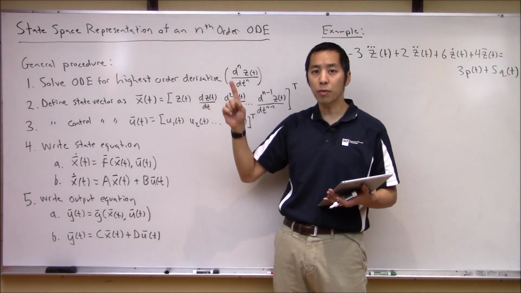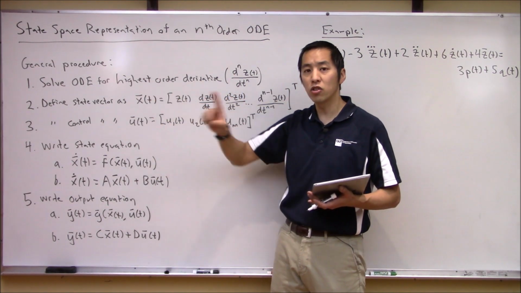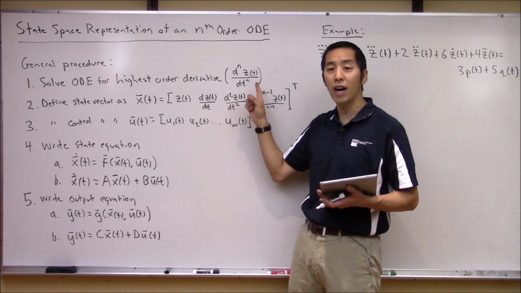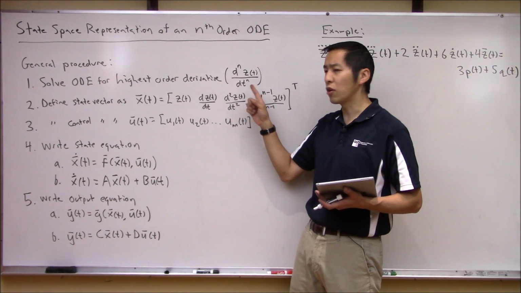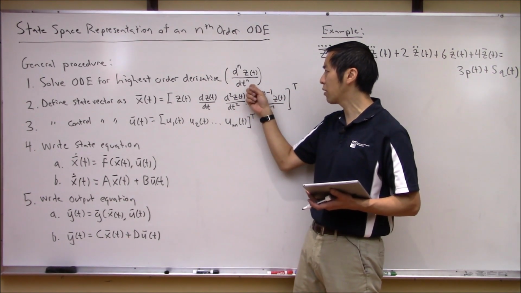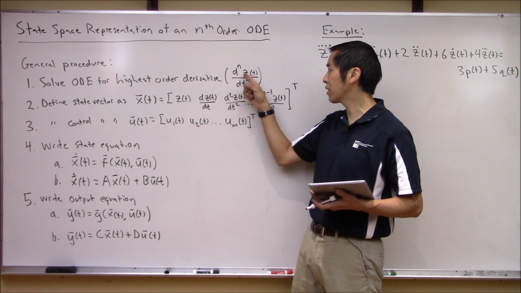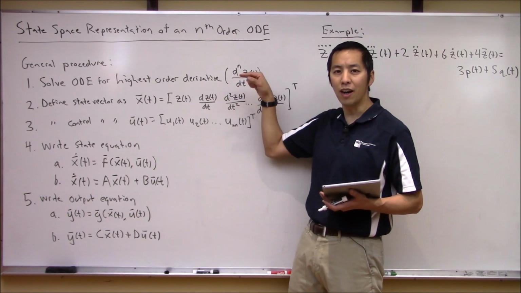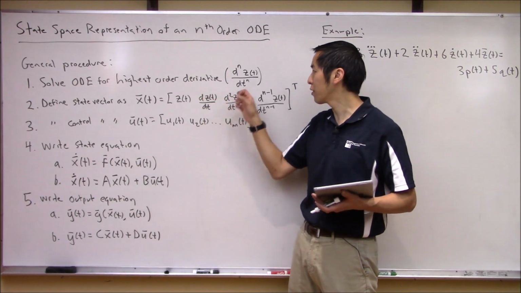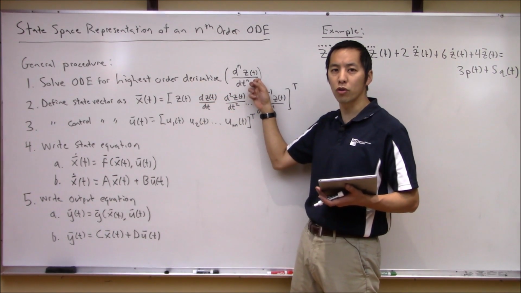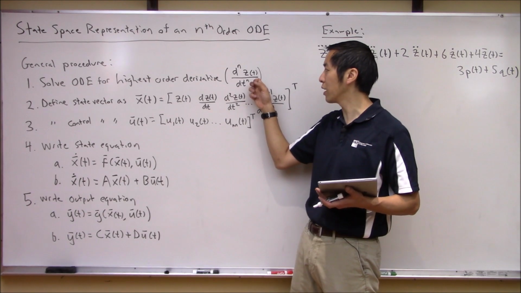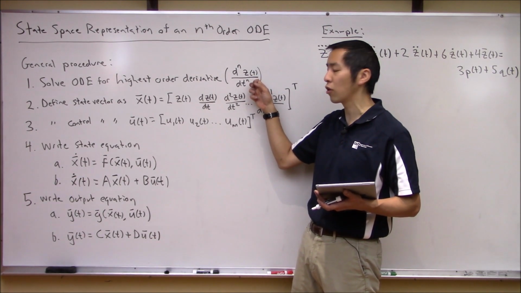So the general procedure is, step 1, you take that ODE and solve for the highest derivative. In other words, it's an nth order ODE, so there has to be some term in here of the nth derivative of z. This is the nth order derivative of the independent signal. So this is what you want to do: you solve for this term.